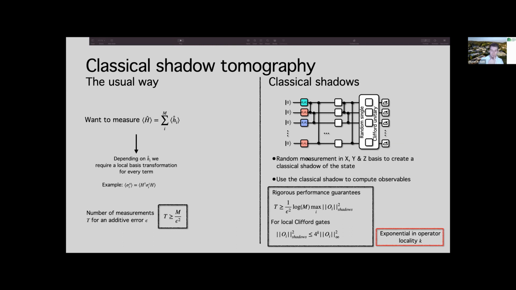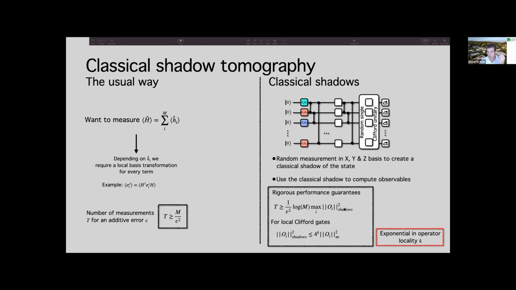And there's a rigorous performance guarantee for this procedure. You can see that here the linear dependence on M in the number of measurements has been traded for a logarithmic dependence. But now we have this shadow norm, which depends on the locality of the operator. So depending on how many qubits you need to measure for your operators, this becomes inefficient. But if it is small, this is a very efficient procedure.